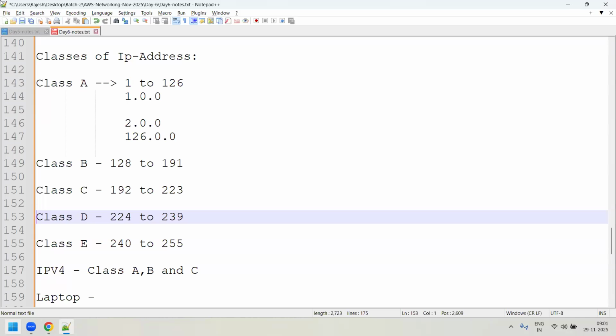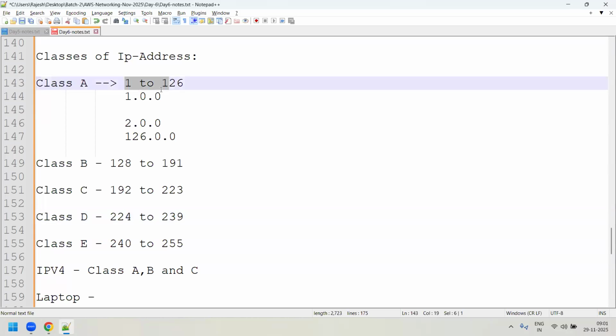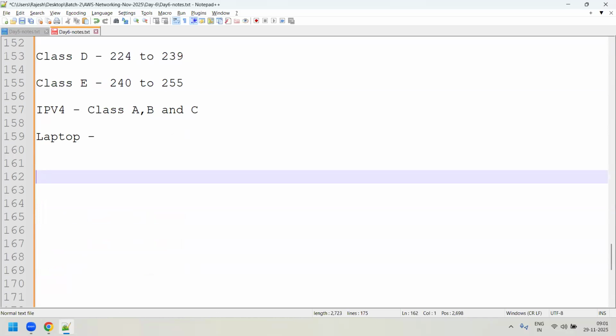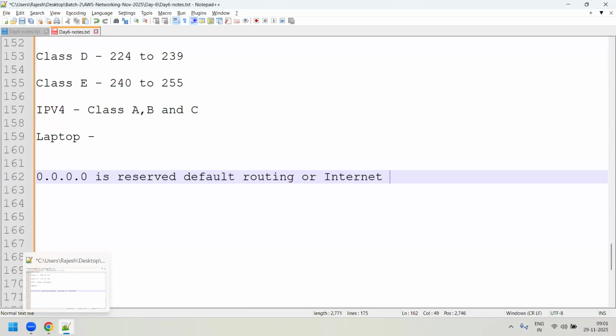Now here, if you consider it, where is 0? It starts from 1 only, no? What about 0? 0 is not used actually, like that 0.0 range. It is reserved for default routing or internet access. We don't use it actually. It starts with 1 only.